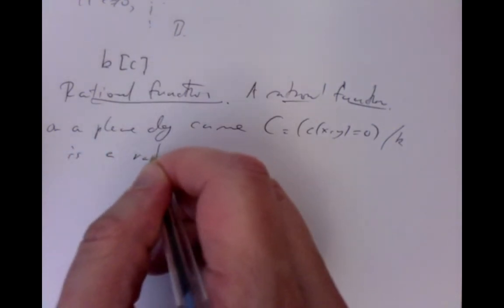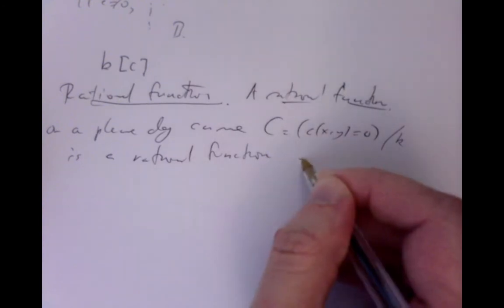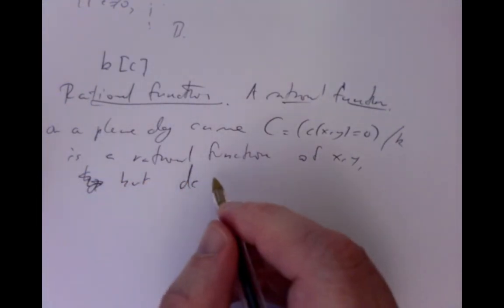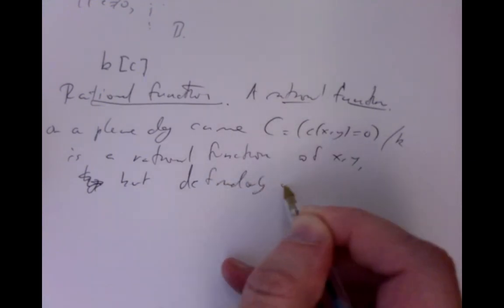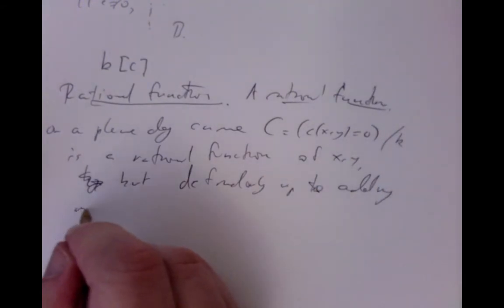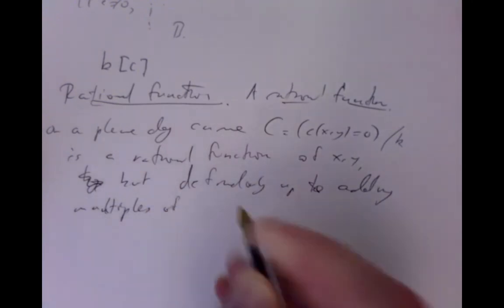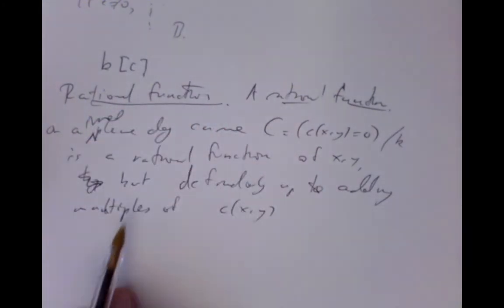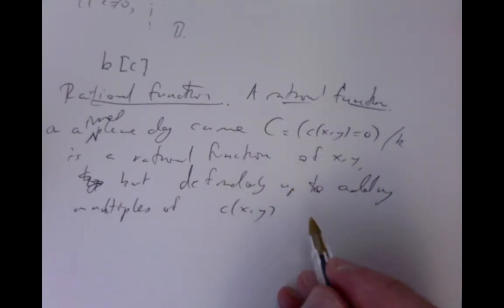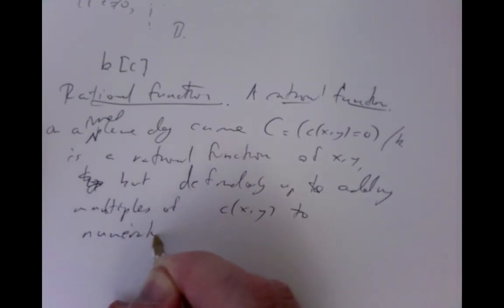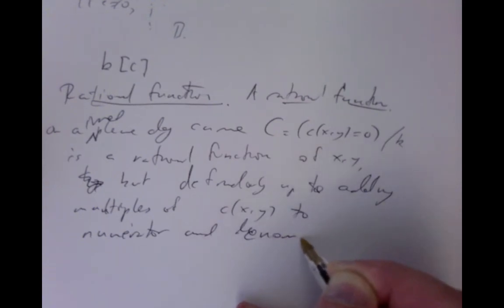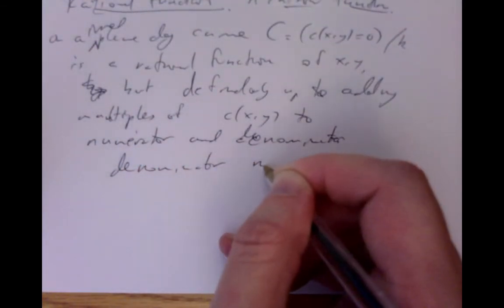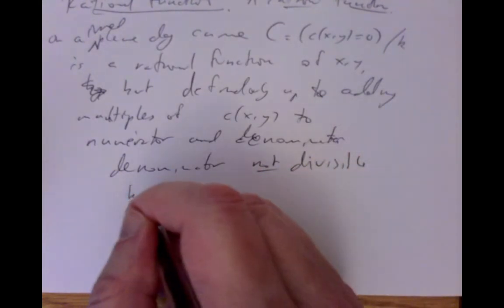is just any rational function of x and y, but defined only up to adding multiples of the defining equation C of x, y, which we assume is irreducible. We assume an irreducible plane algebraic curve. We won't worry about reducible ones. So you can add multiples of the defining equation to numerator and denominator. And we'll assume, of course, the denominator isn't divisible by that equation.